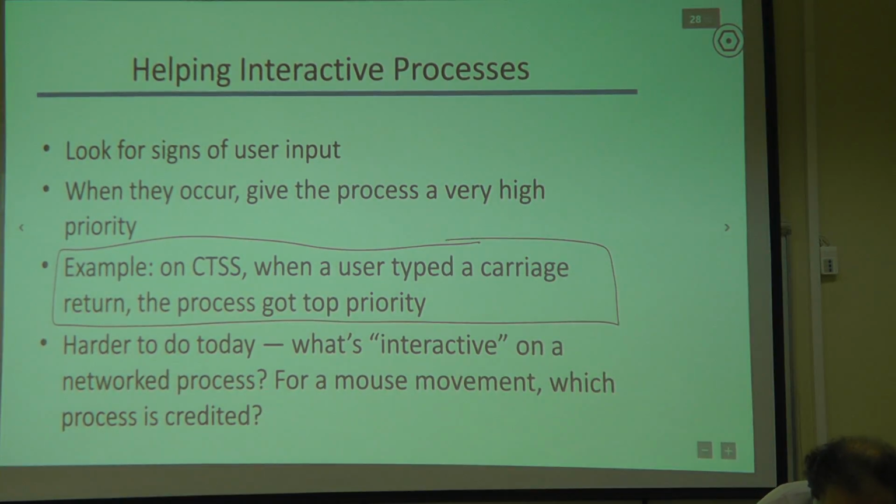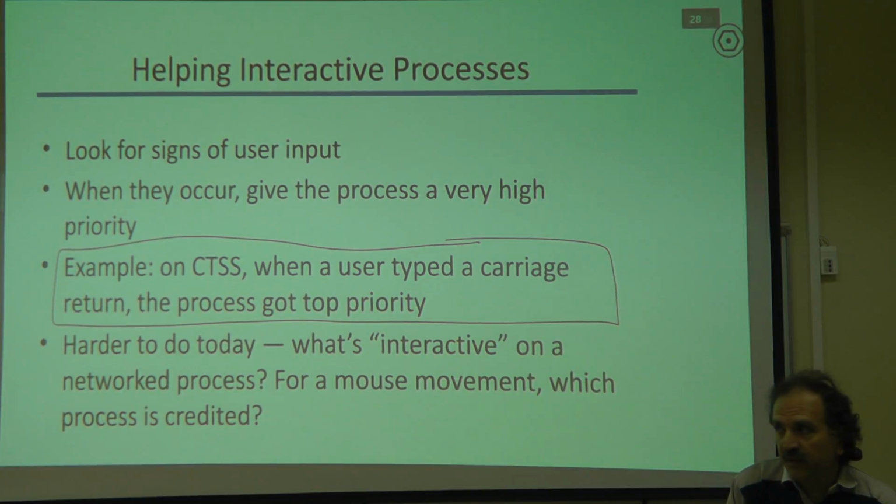So what would be the problem with this solution? Count the number of enters from the keyboard. And if it is high, then it's an interactive process. Keep the priority up. What would be the problem?